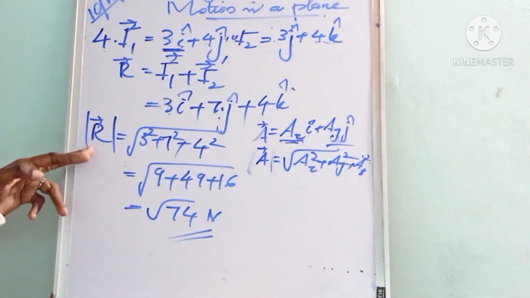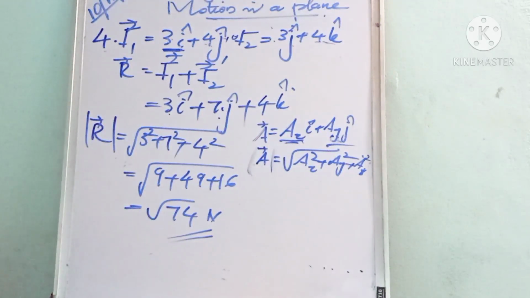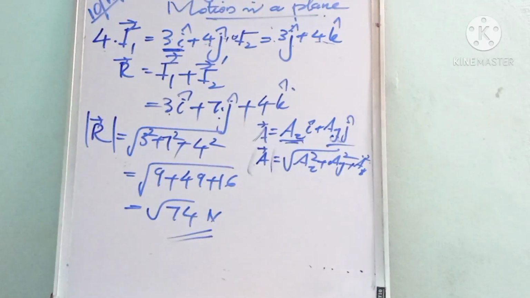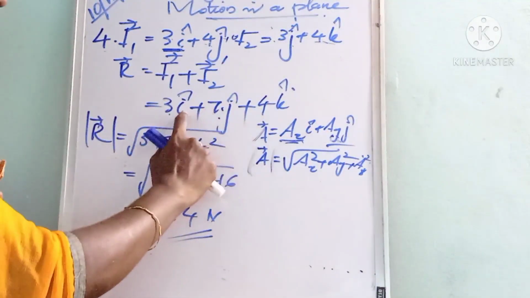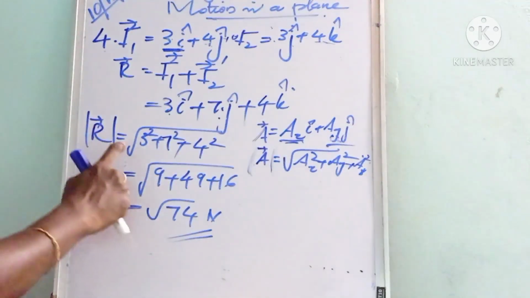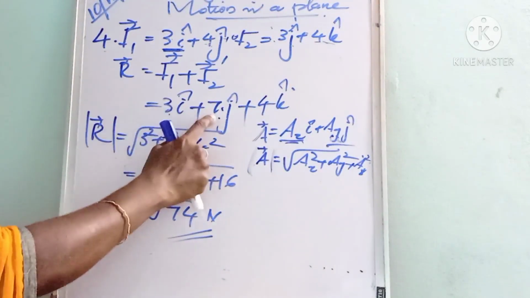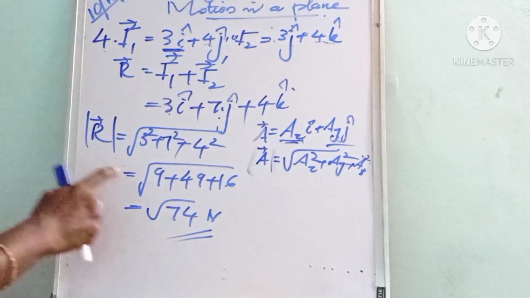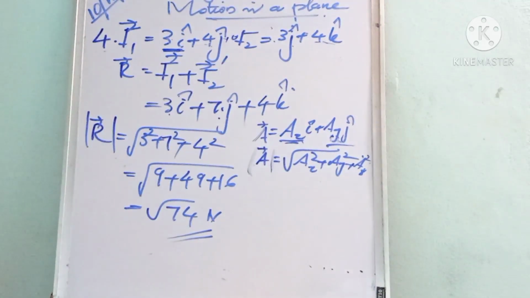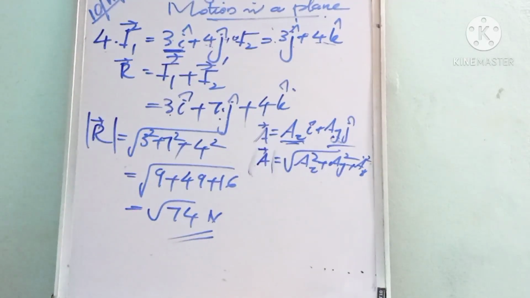Then in order to find the magnitude of the resultant of these vectors, we have to square and add the coefficients of i, j and k. Then after that, take the root. So we can take the square root of 3 square plus 7 square plus 4 square. That is 9 plus 49 plus 16. Actually it is root 74 Newton. That is the magnitude of the resultant vector or resultant force.